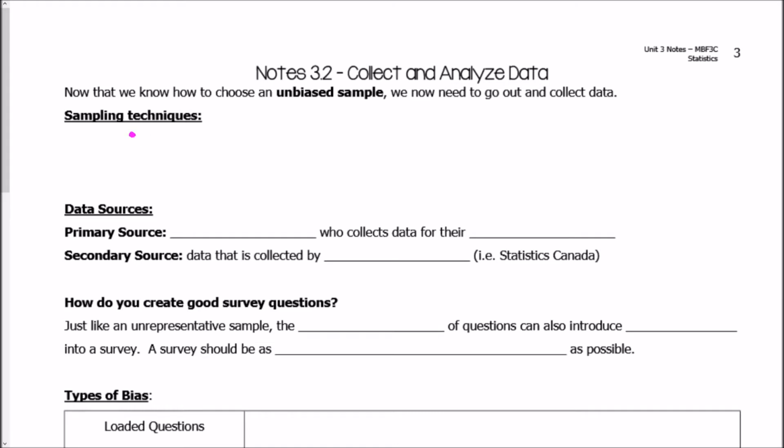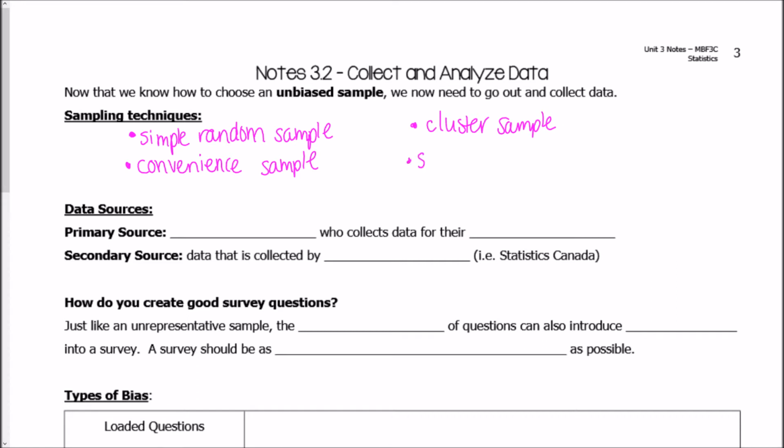We talked about a simple random sample. We talked about a convenience sample. This is from our list from the previous page. We talked about a cluster sample. We talked about a systematic sample. We talked about a stratified random sample. And then we also talked about a voluntary response sample.